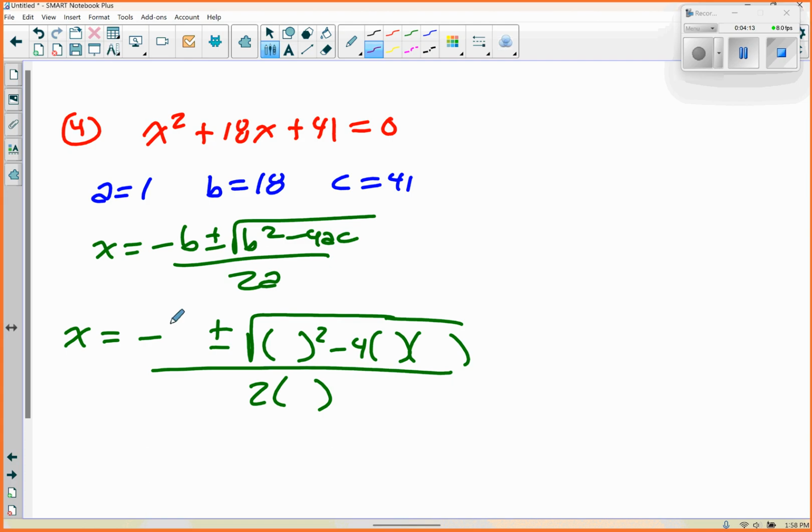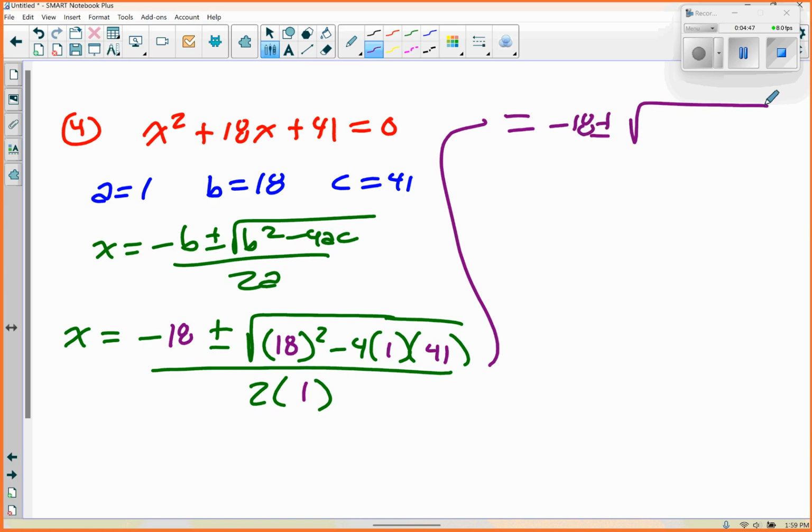So I have negative 18. I got 18 here. I got 1, and I got 41, and I got 1. You feel comfortable where all those numbers just came from? They go in from the equation above. Again, the more you practice the quadratic formula, putting it in, the less I sing to you. All right, so I'm going to get negative 18 plus or minus.